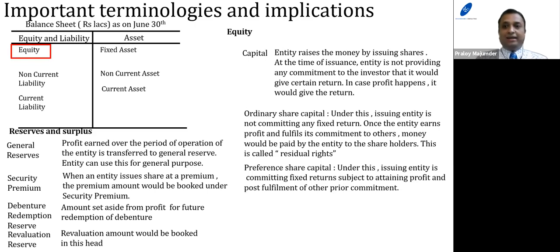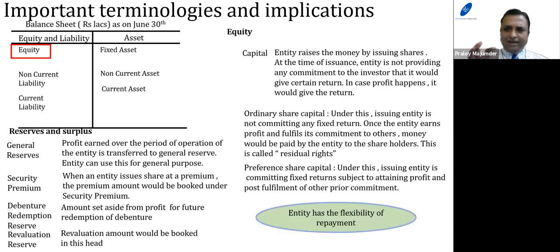Then revaluation reserves. Suppose an entity is having an asset, whose original value is 20 crores. Suppose it acquired that asset 50 years back. Now, because of the market, the value has become 200 crores. So 180 crores increase has to take place, because on the asset side, 180 crores increase is happening. So on the liability side, the 180 crores increase will come in the form of revaluation reserves. Revaluation amount will be booked in this head.